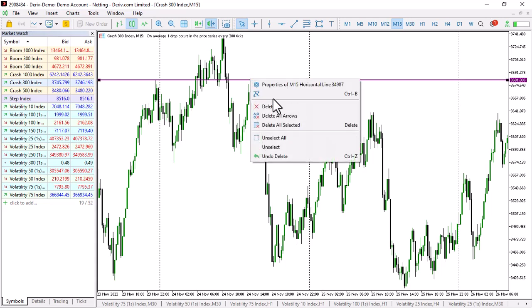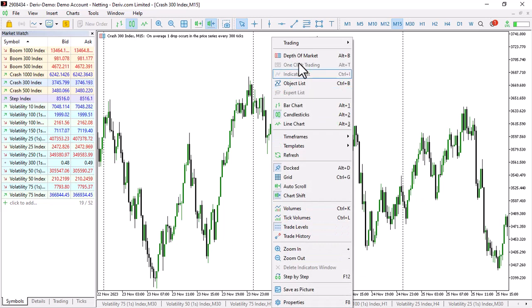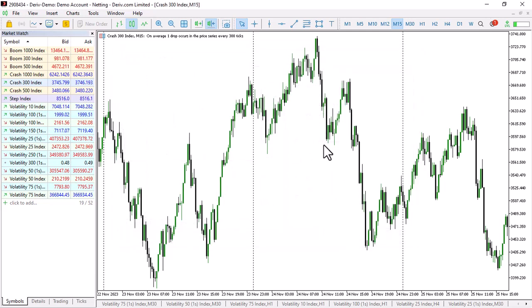So what we're just going to do is very simple. I want you to zoom in on this picture that I have. So we have these period separators. For those of you who don't know how to put these period separators, this is how you do it. You right click, then you go to properties, you go to show here, then you just click here, show period separators. Okay, that will be done.